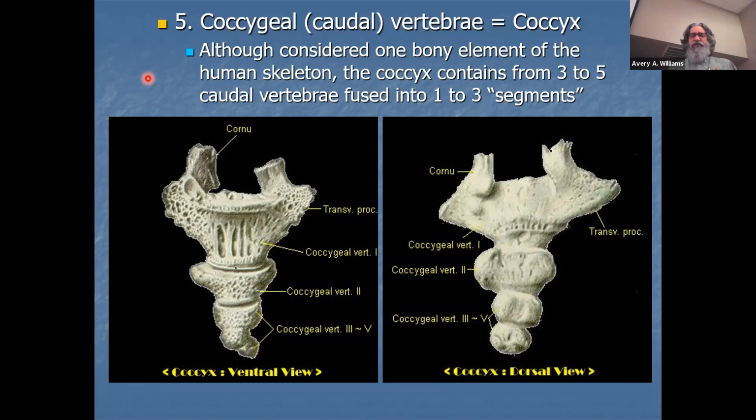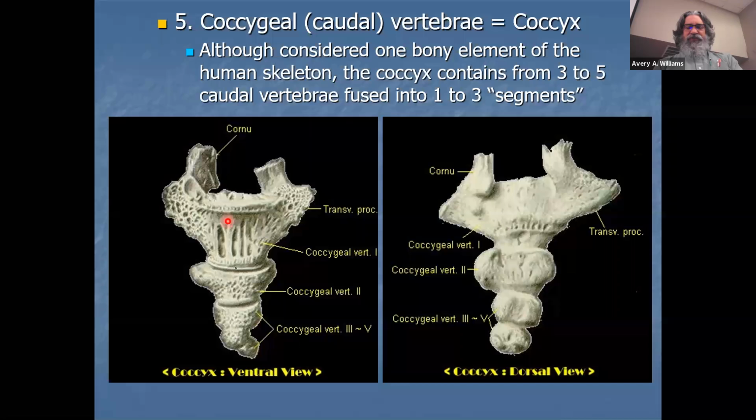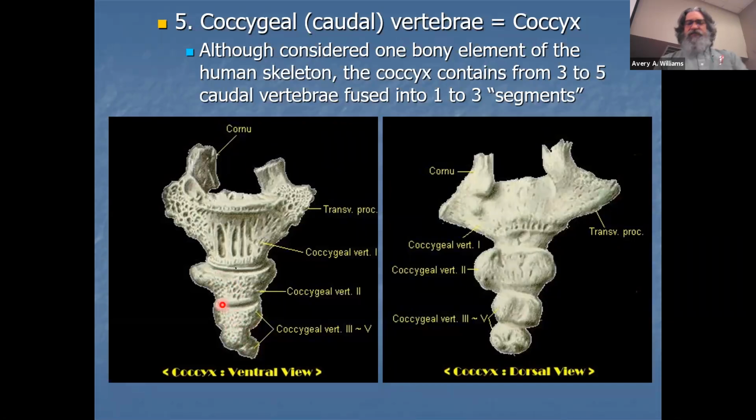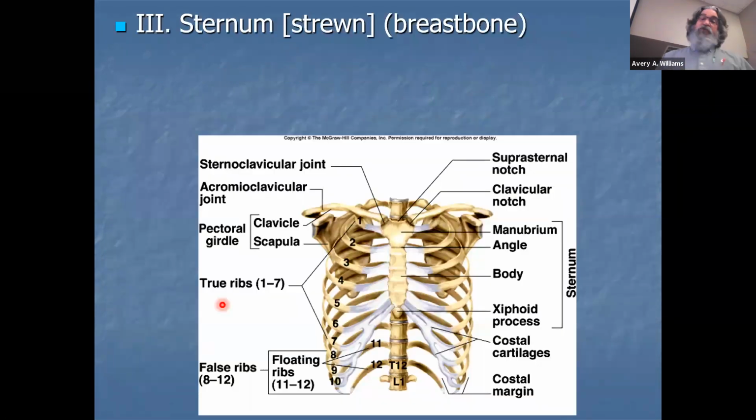I included a little verbiage right here. Although considered one bony element of the human skeleton, the coccyx contains 3 to 5 caudal vertebrae fused into 1 to 3 segments. It's usually like this. Almost everybody has this one right here. This is the first segment, and all these little bitty guys kind of tapering off are kind of one segment. But that's it. Those are all your vertebrae.